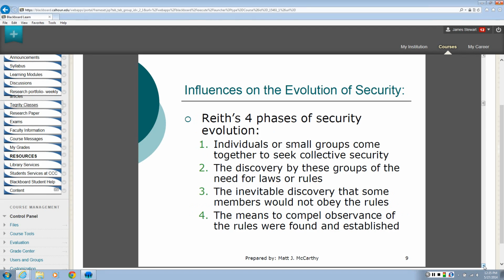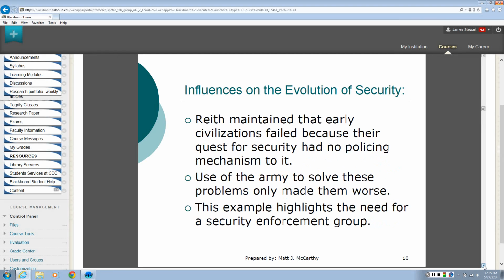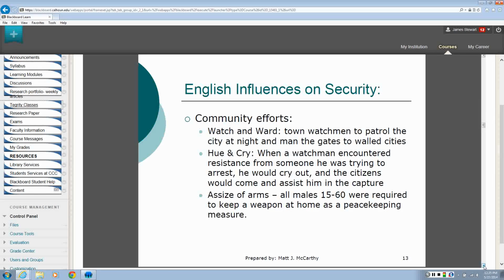I'm not going to go over the influences on the evolution of security. You guys can read that in your text. You can look at this on the PowerPoint. And I'm not going to look at the historical aspects of how private security got involved. I mean, that's straightforward. You guys can read that.